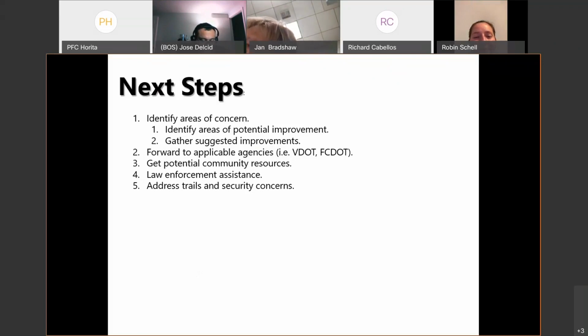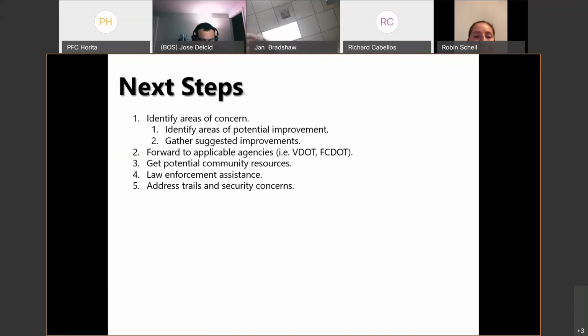But number 4, law enforcement assistance, whether we need to get out there and do speed campaigns or anything like that, education and enforcement as needed. And then 5, we need to keep up and address the trails and security concerns, which were mentioned in the prior meeting, so that we do have a continuous flow of pedestrians, bikers, and everybody using all of the community and feeling safe doing so.